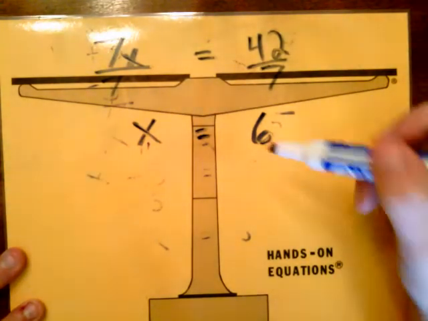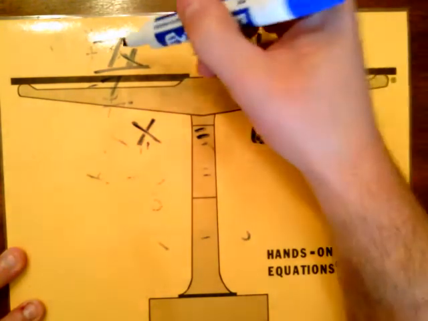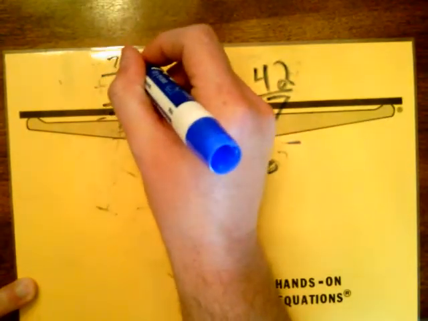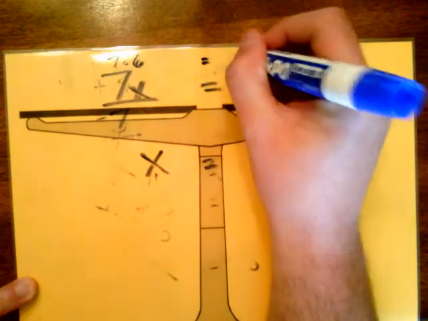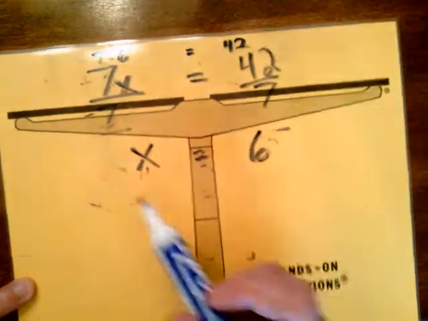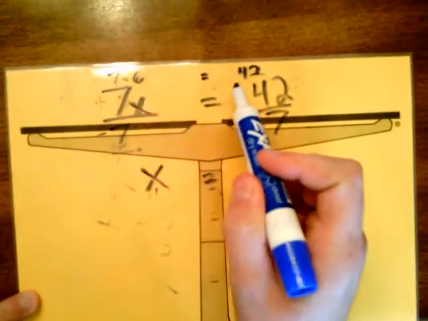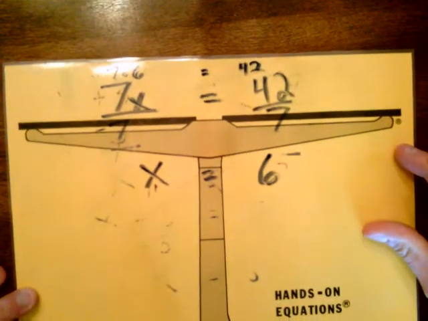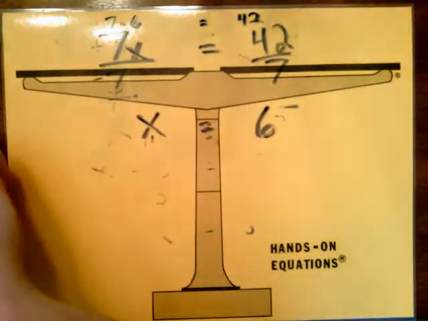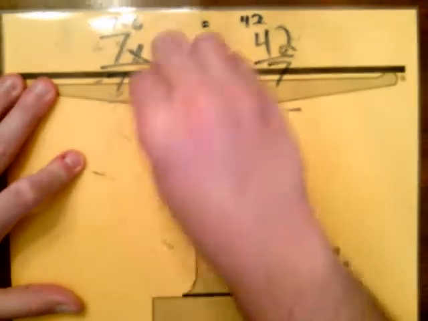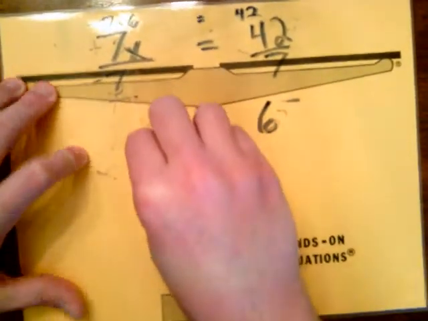And then I can just go back and plug in 6 for my x here. And I know that I get 7 times 6 equals 42. 7 times 6 is 42, so we know that to be true. Okay, one more that we're going to do. I want to show you guys a division problem, and that will be it.